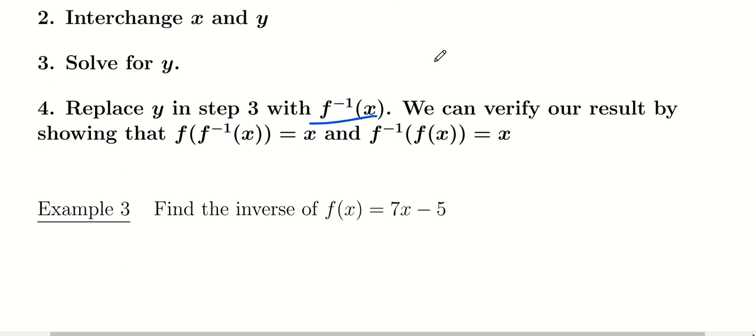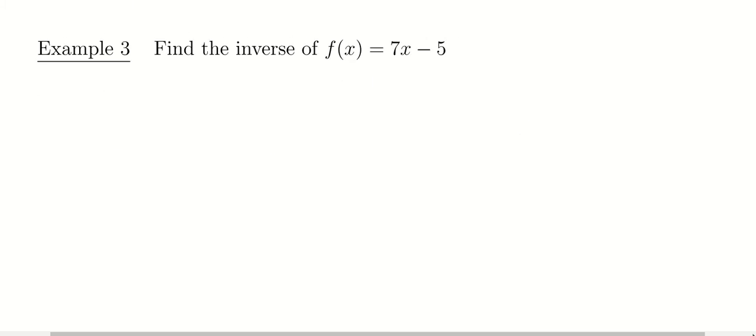Last thing we can do is we can verify that we got the correct answer by showing that the two compositions, f composed with f inverse, as well as f inverse composed with f, give us the original input of x. Let's take a look at example 3. We want to find the inverse of 7x minus 5. So let's do this in steps.